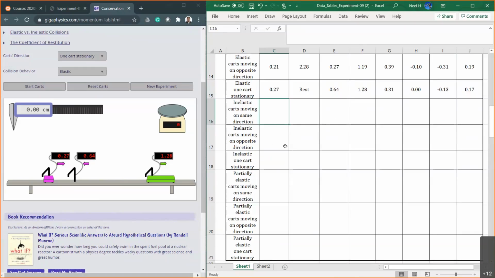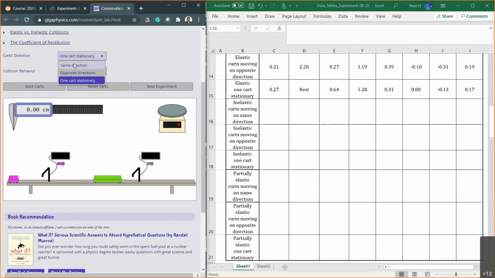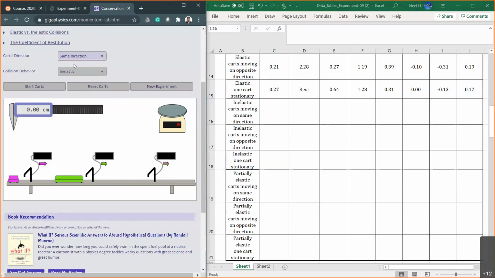Okay, then let's continue. Let's take a look at the inelastic type collision. Earlier I mentioned inelastic type collision is when after collision two objects combine into a single object. That type of collision is generally called a perfectly inelastic collision. Okay, let's take a look now. If I want to do the inelastic collision, I can reset the carts and change the collision behavior to inelastic. Let's do 3 different types of inelastic again: sending the carts in the same direction, sending the carts in opposite directions, and then keeping one cart active. That's the plan.